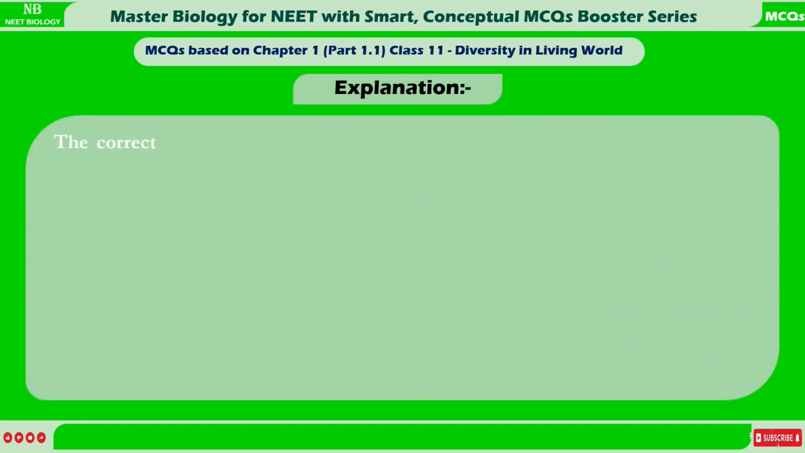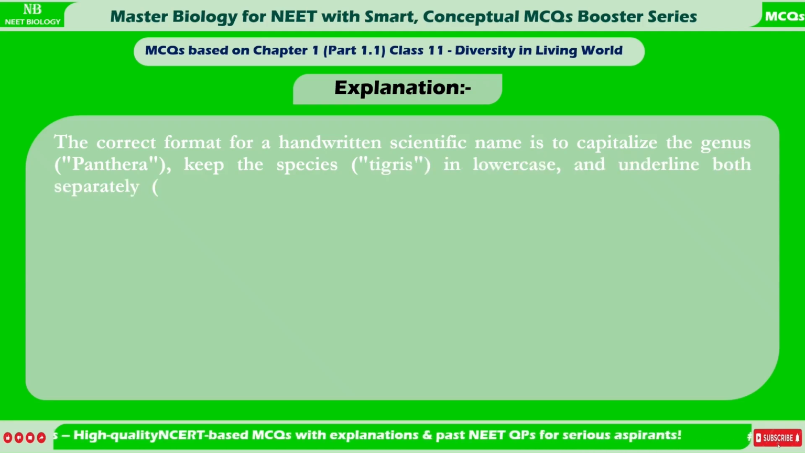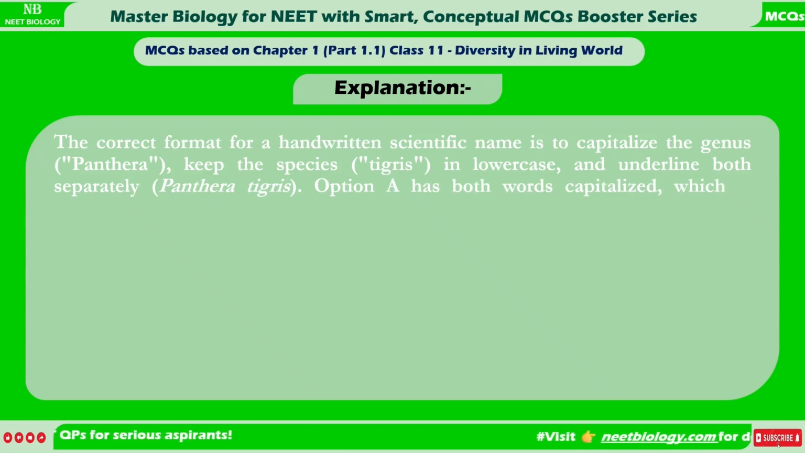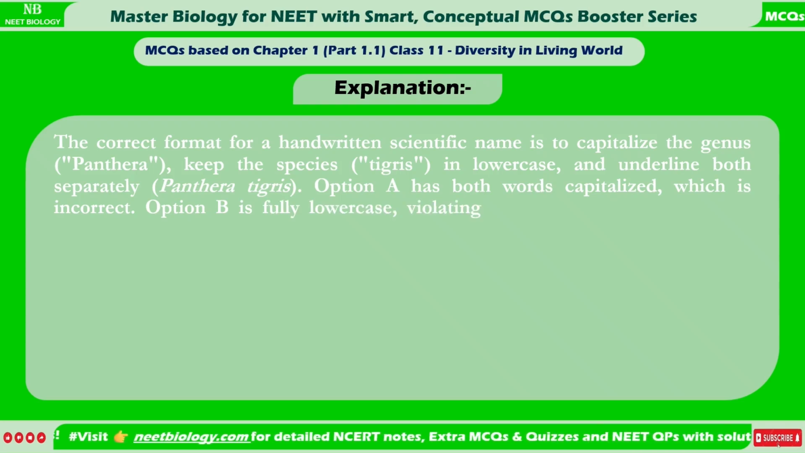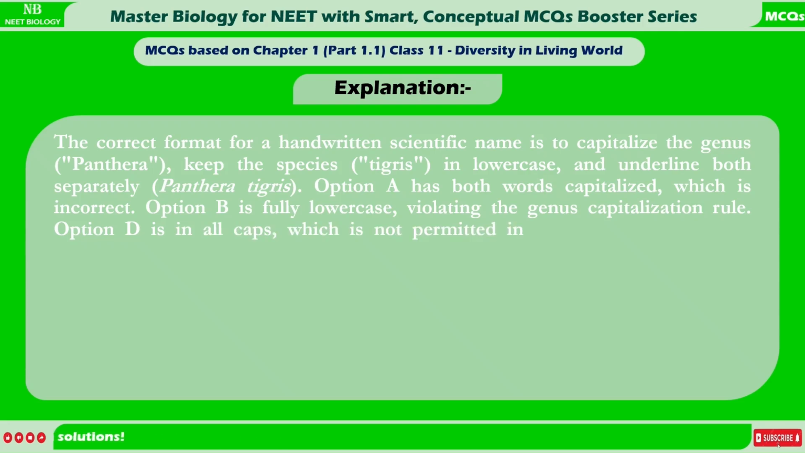Explanation. The correct format for a handwritten scientific name is to capitalize the genus, Panthera, keep the species, tigris, in lowercase, and underline both separately, Panthera tigris. Option A has both words capitalized, which is incorrect. Option B is fully lowercase, violating the genus capitalization rule. Option D is in all caps, which is not permitted in scientific naming. Thus, Panthera tigris, with correct capitalization and underlining, when handwritten, is the proper form.